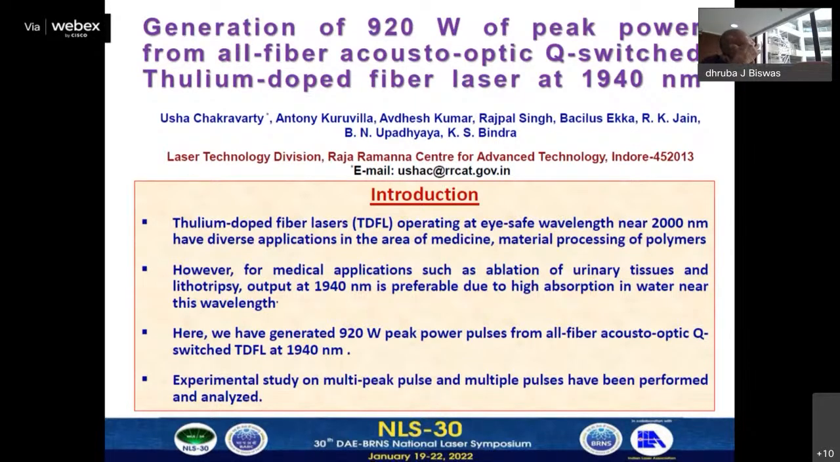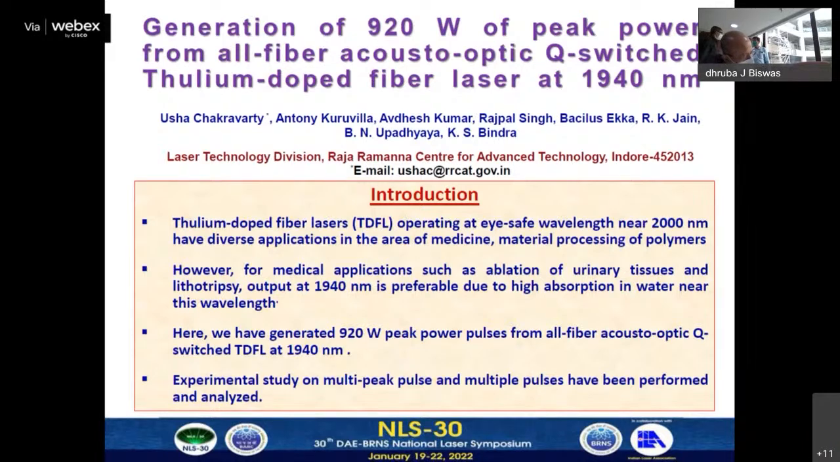I have done the work on generation of 920 watt of peak power from an all fiber acousto-optic Q-switched thulium doped fiber laser at 1940 nanometer. The advantage of the thulium doped fiber laser is that it operates at the eye-safe wavelength near 2000 nanometer, and because we are working at 1940 nanometer, it is preferred for medical applications because at 1940 nanometer, the absorption in water is very high. So in this case, we have generated acousto-optic Q-switched pulses from an all fiber acousto-optic Q-switched thulium doped fiber laser.